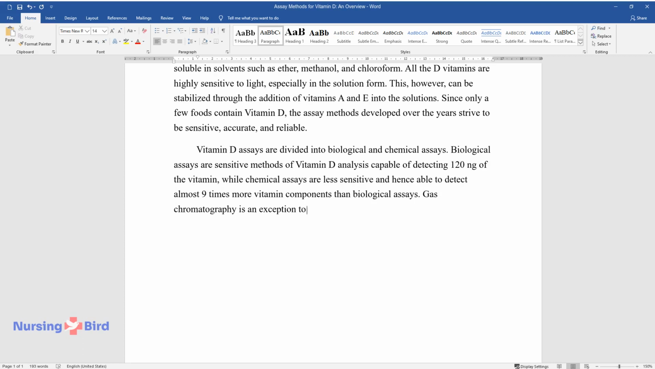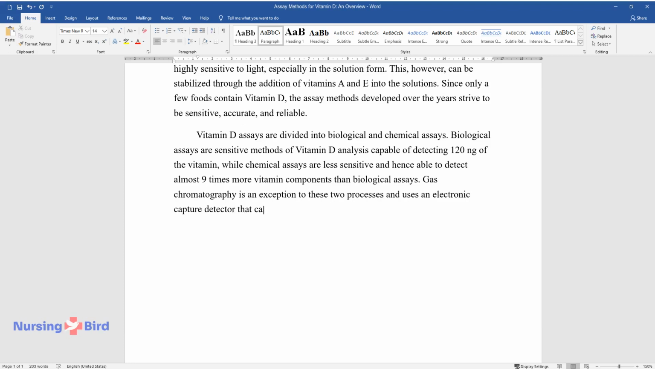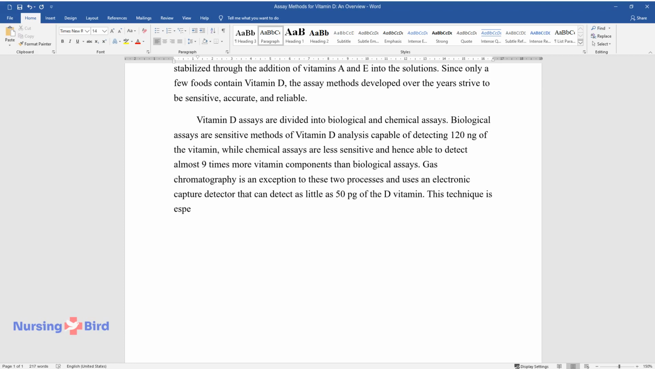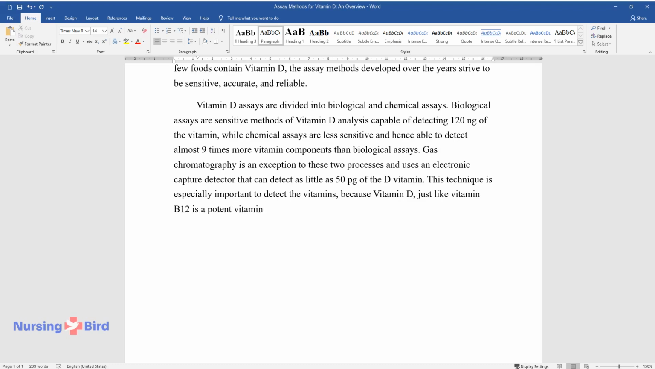Gas chromatography is an exception to these two processes and uses an electronic capture detector that can detect as little as 50 picogram of the D vitamin. This technique is especially important to detect the vitamins, because vitamin D, just like vitamin B12, is a potent vitamin, with only a small amount needed in the tissues.